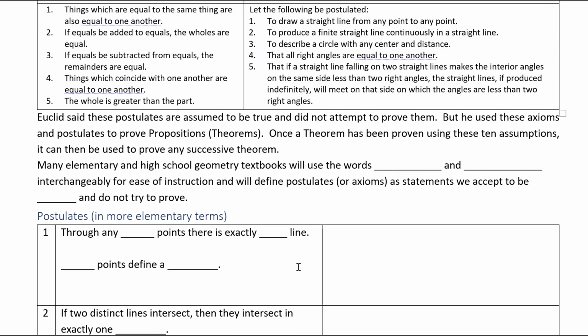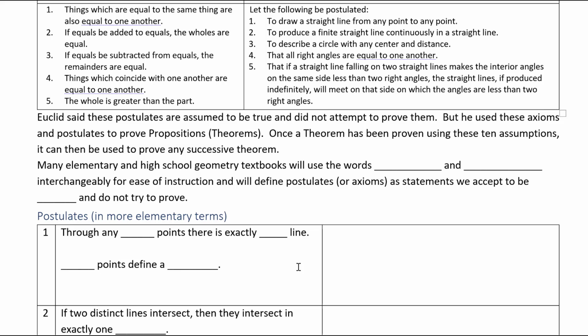So Euclid said that these postulates are assumed to be true and did not actually attempt to prove any of them. But he did use these axioms and postulates to prove propositions or theorems. And once a theorem has been proved using these 10 assumptions, then it can be used to prove any other successive theorem. And so that's kind of how he built the idea of geometry, using these axioms and postulates.